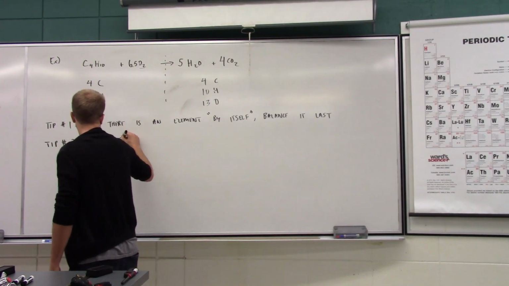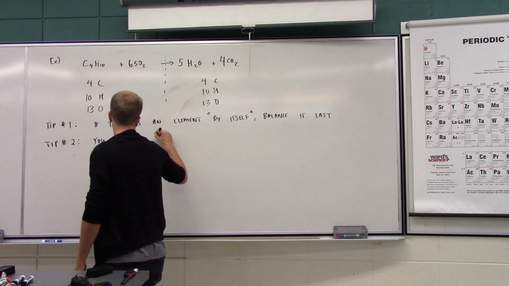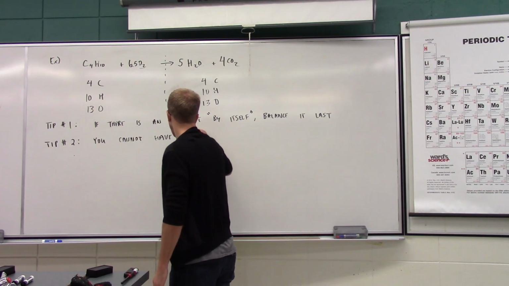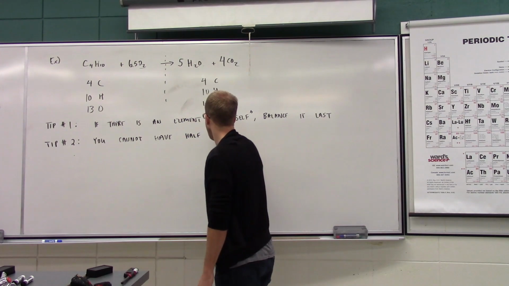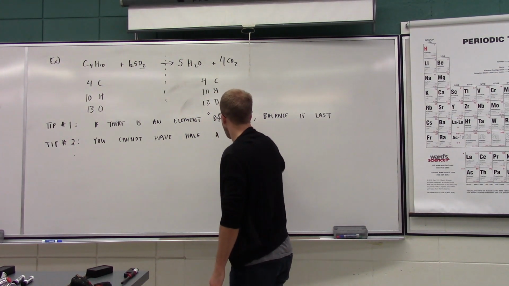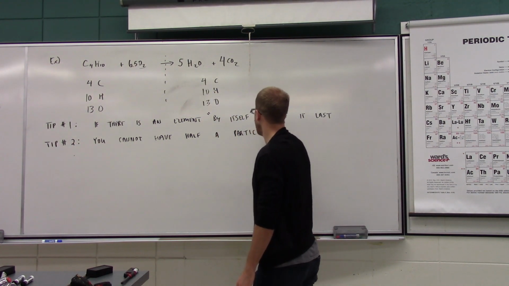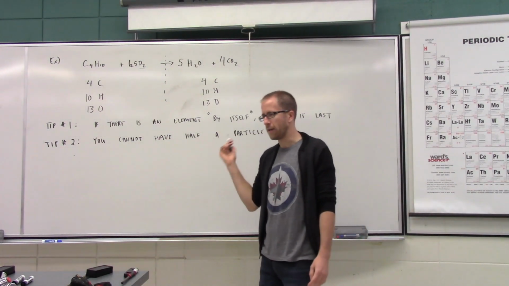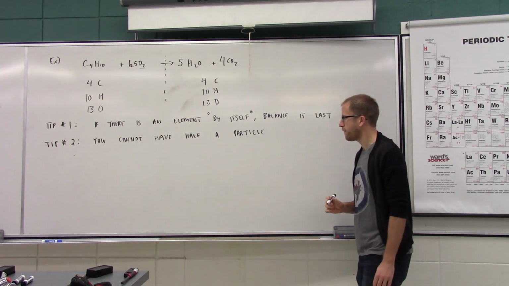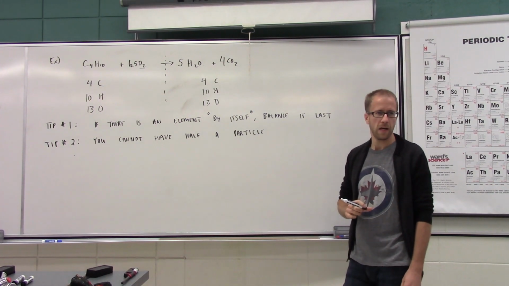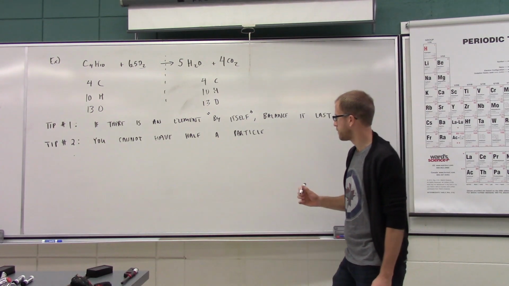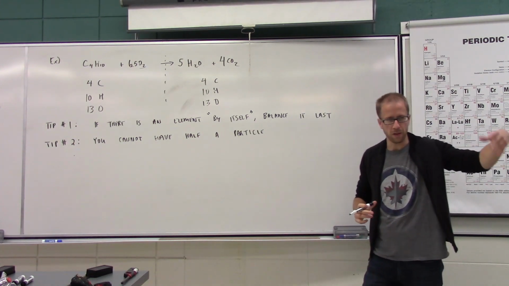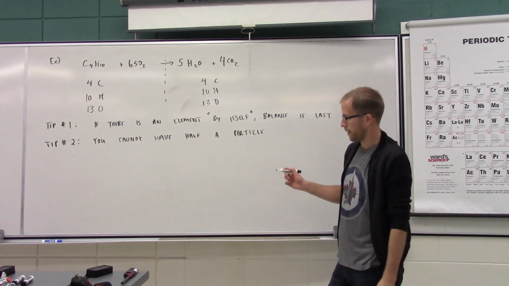You cannot have half a particle. And by the way, I haven't been using this word a lot, but that's my general word for formula unit, molecule, element. You can't have half a particle, half of one of your reactants or products. So again, this is my word for element, compound, formula unit, molecule, the whole shebang.